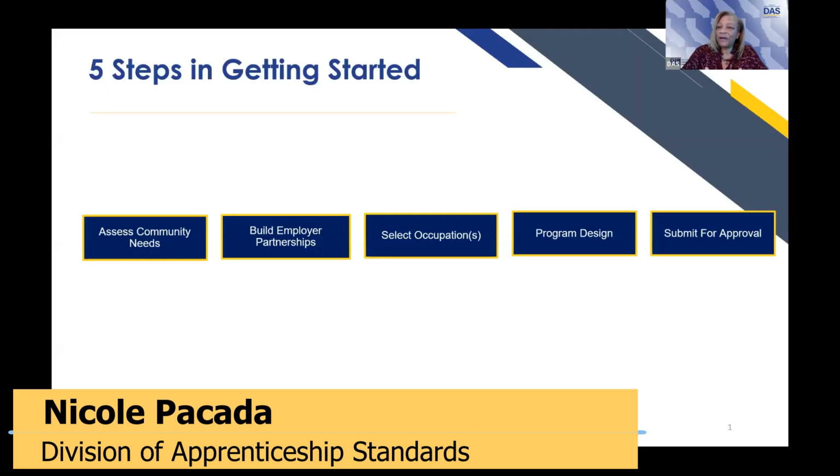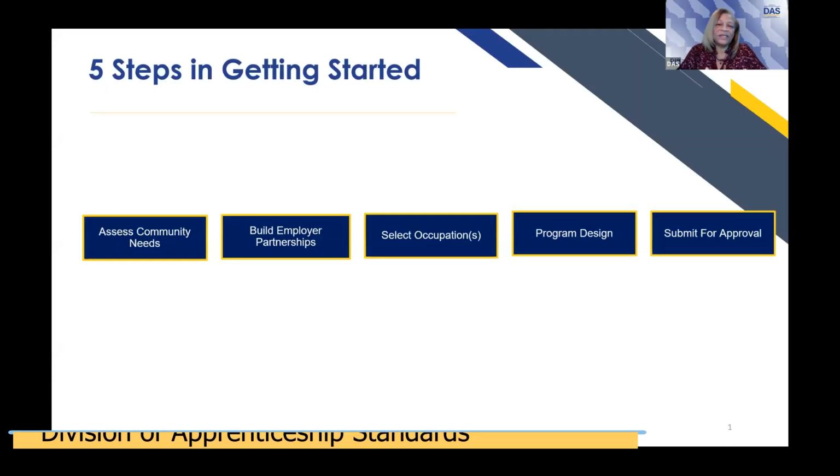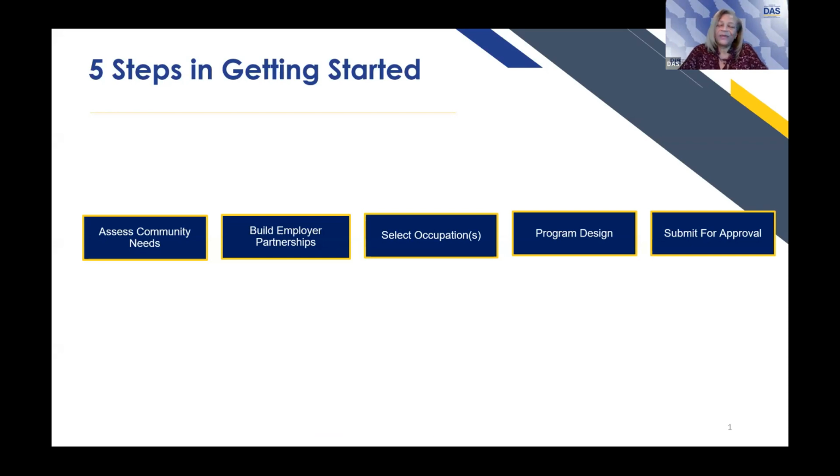So as part of our 5-point action plan, the third step is making sure that registering apprenticeship programs with the Division of Apprenticeship Standards is as simple as possible. And we've done that by identifying 5 simple steps in getting you started: assessing the community needs, building employer partner relationships, selecting and identifying the program, the design of the program, and lastly, submitting for approval.